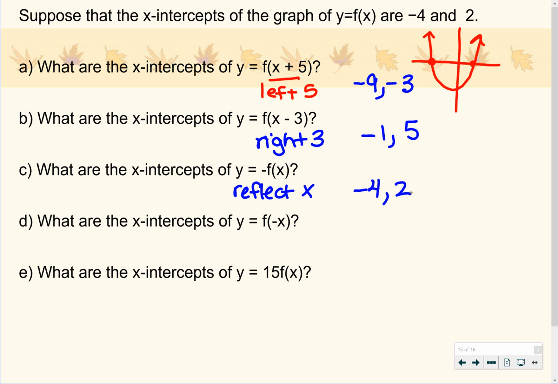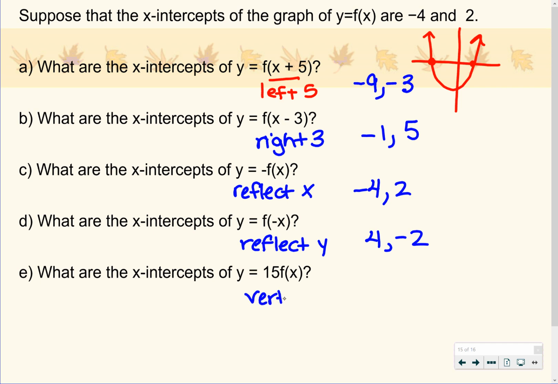Now, what if I have a negative inside? If I reflect over the y-axis? So if I take negative 4 and reflect it over the y-axis, where's it going to end up? Positive 4. And if I take positive 2 and reflect it over the y-axis, where's it going to end up? Negative 2. So it's just opposite signs. 4 and negative 2. What if I have a 15 outside the function? What does that do to it?